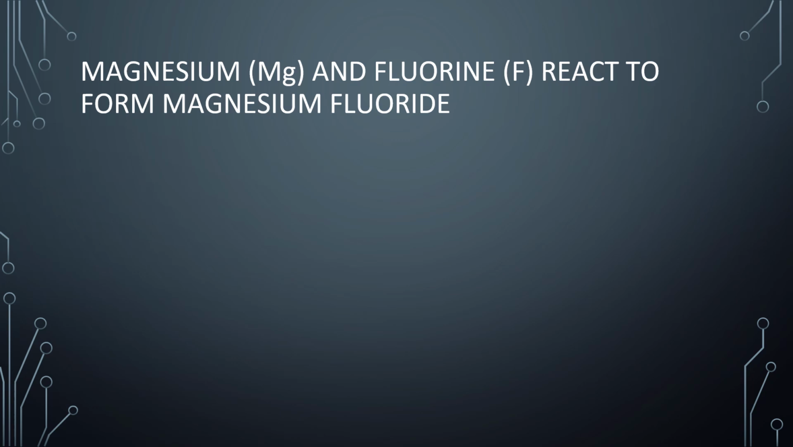So magnesium and fluorine react to form magnesium fluoride. We'll do two different methods. The first one will be the Lewis dot structure method, and the other will be the crisscross method. I'm pretty sure I said that already. So magnesium has two dots on its Lewis dot structure.